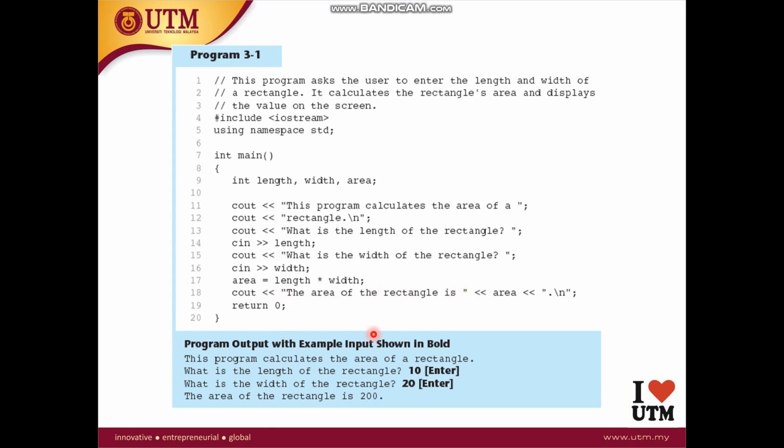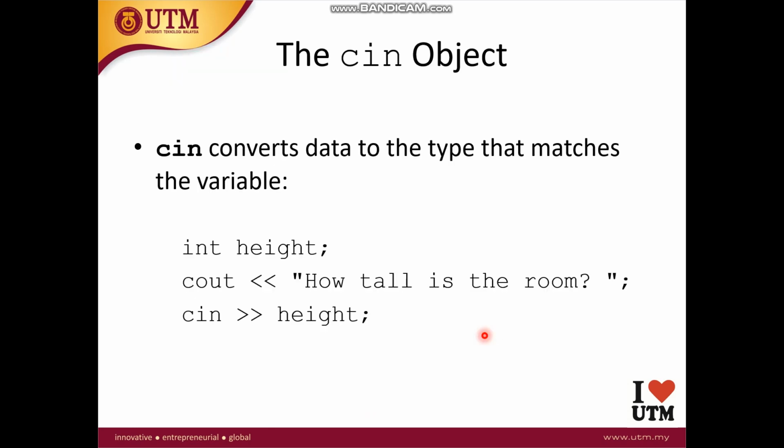The area of the rectangle is the variable area. What is inside the area variable? 200 is inside, because it multiplies the length by width. 10 multiplied by 20 is going to be 200. So this is going to be the output of your program.